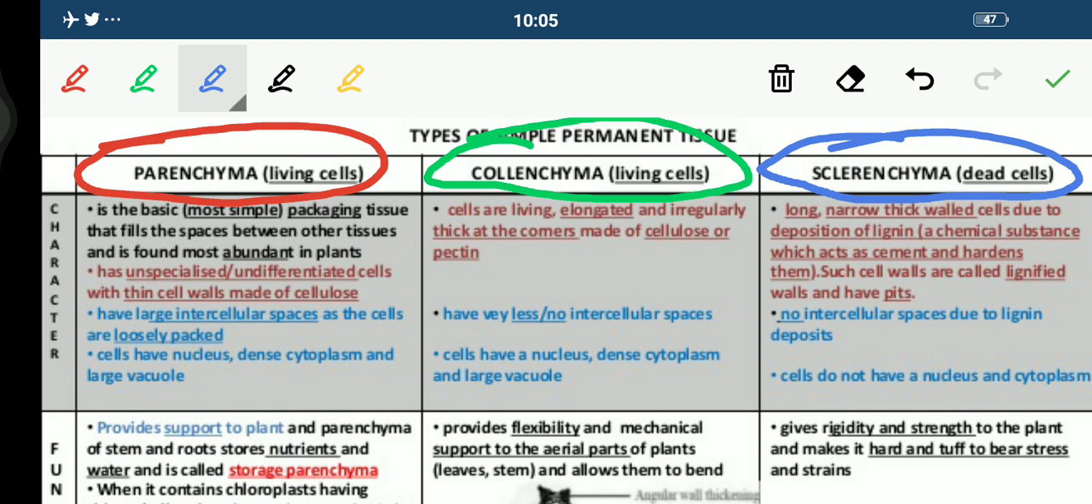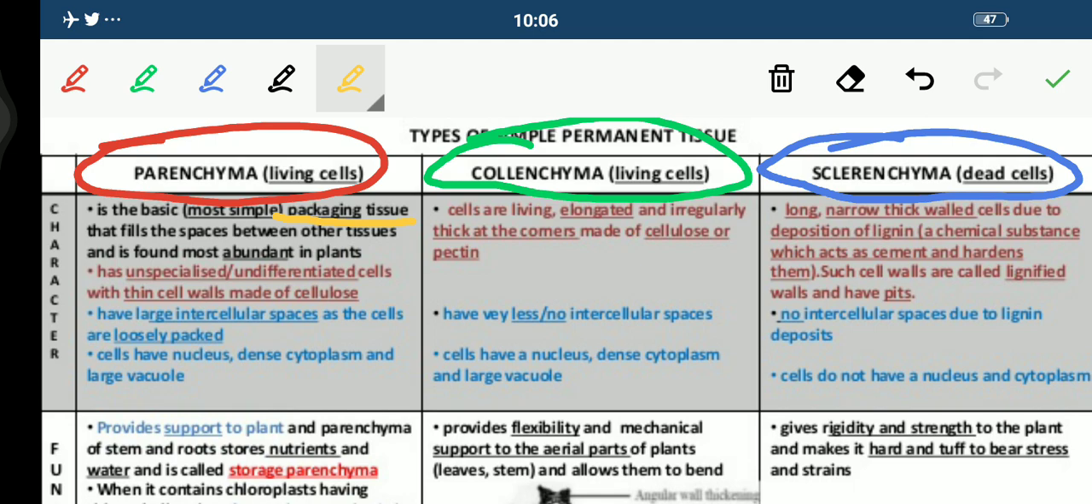Moving on to the parenchyma, which is the first type. So we can see here that it is the basic, most simple packaging tissue which basically fills the space between other tissue. Fine. So it is known as the packaging tissue. Very important thing, students. It is known as packaging tissue. Fine. Because it fills the space that is left, fine, between other tissue. And that is why this is found the most abundant in plants.